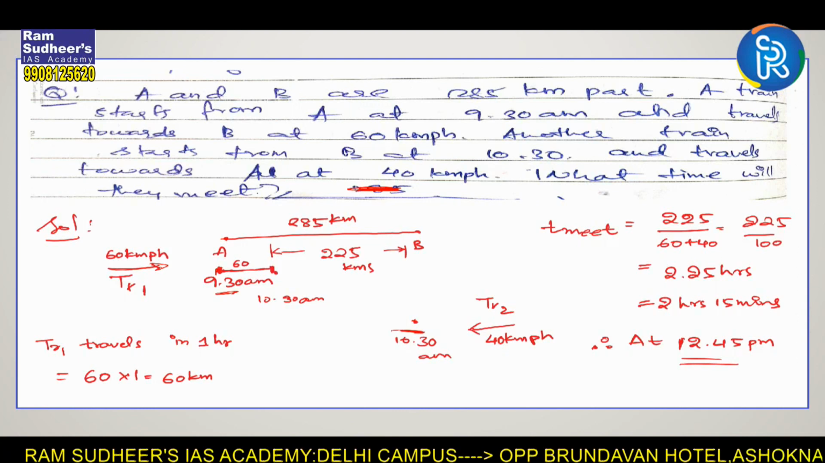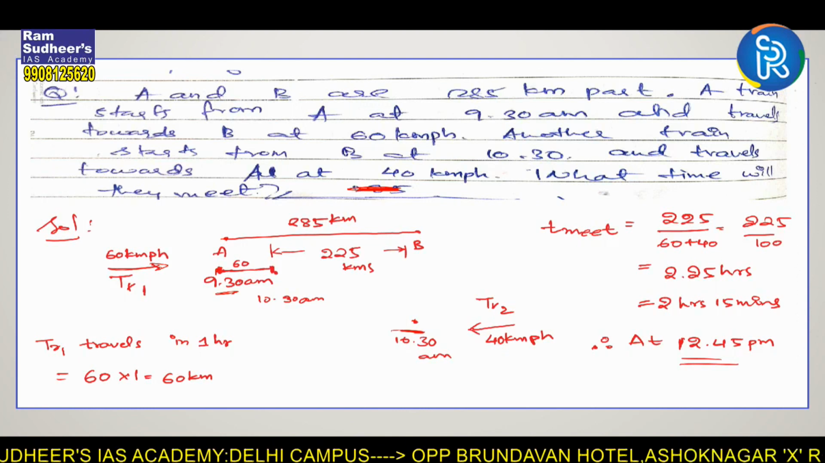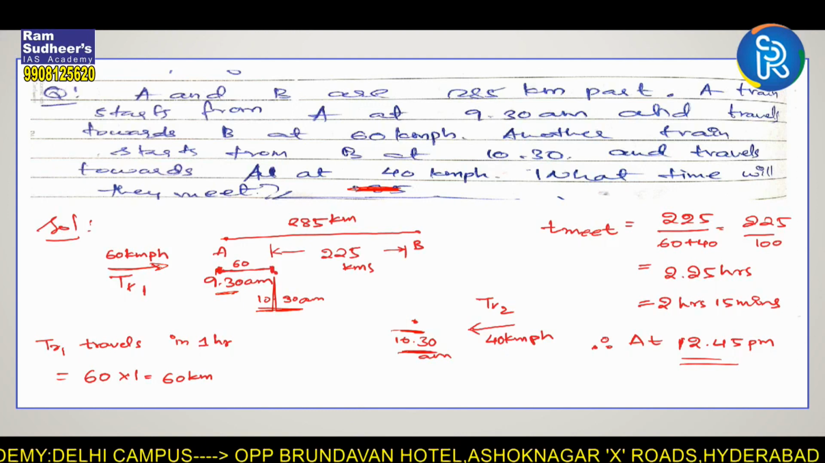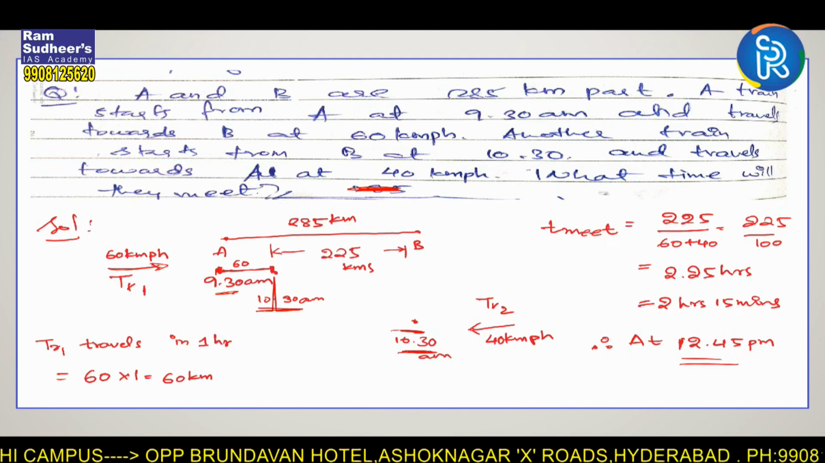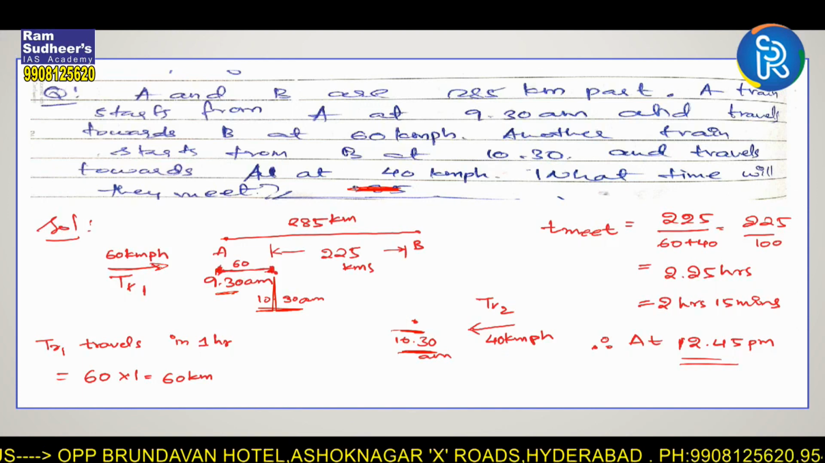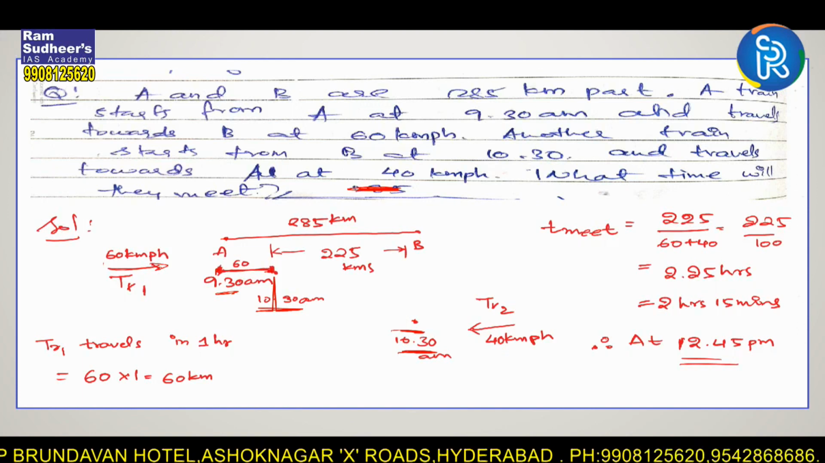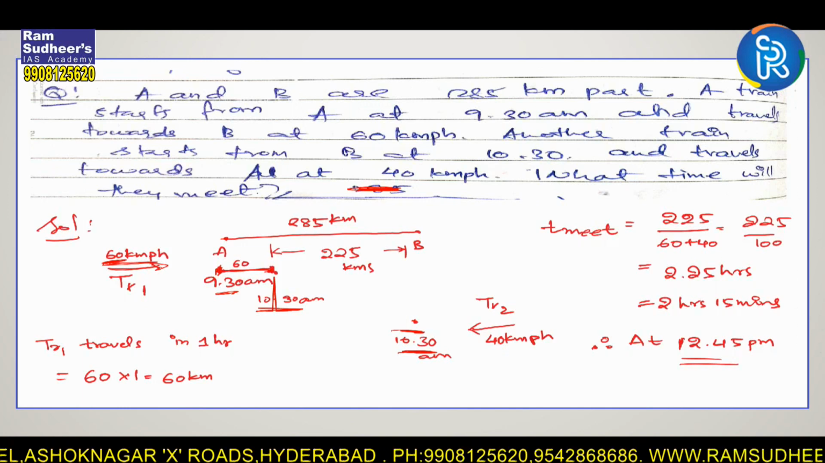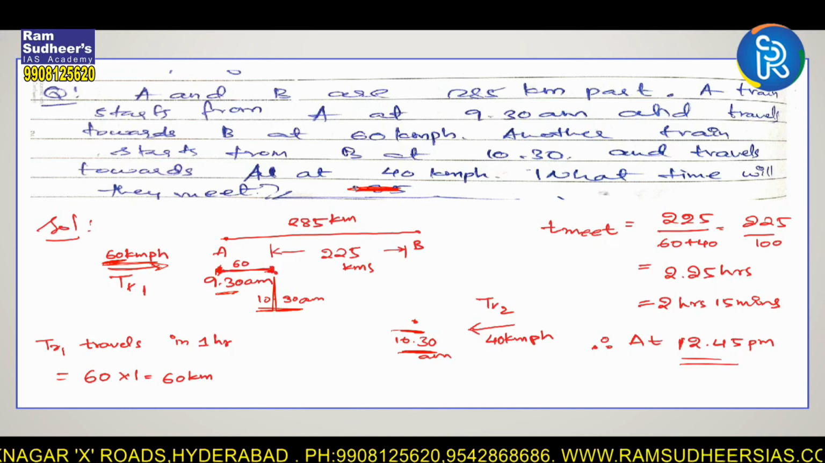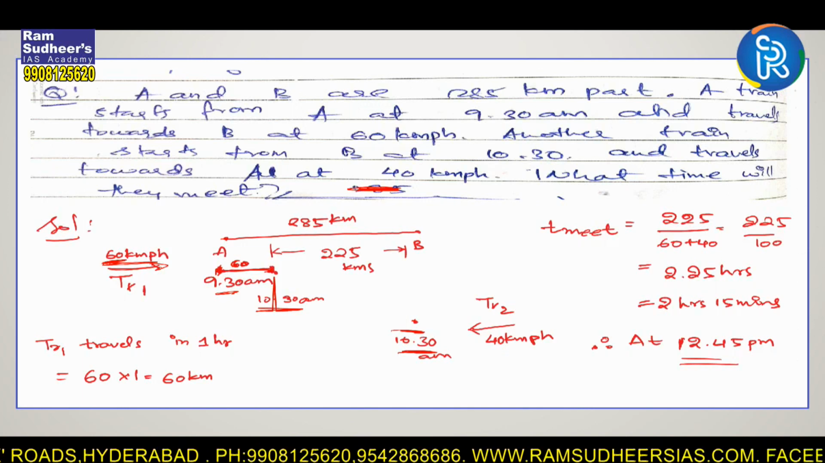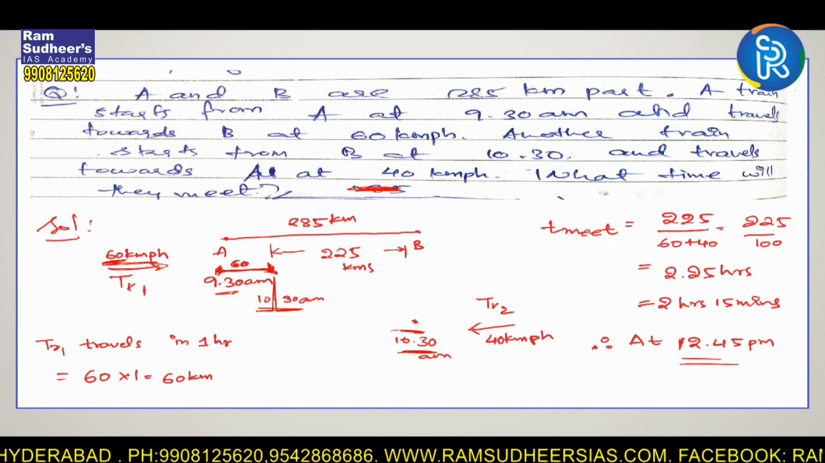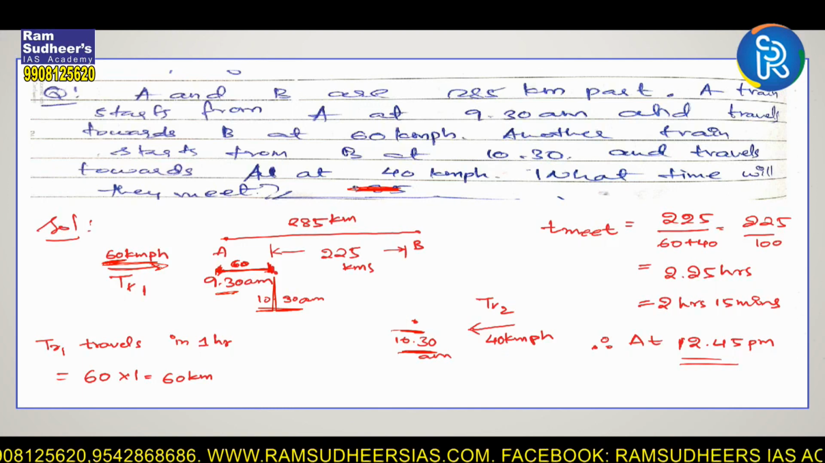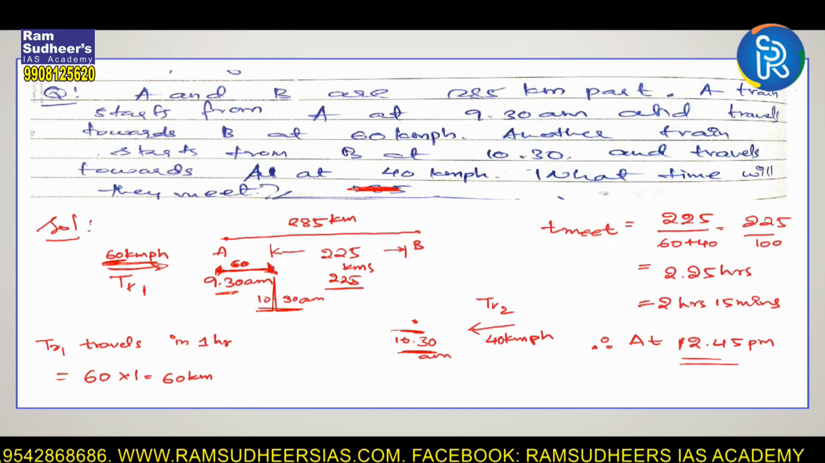We can only calculate the distance between them at a single point of time. So let me calculate the distance between them at 10:30, because at 10:30 train 2 is over here and train 1 would be over here, which is 60 km from its starting point, because its speed is 60 km per hour. Therefore 60 kilometers is covered by train 1 from A, and at 10:30 it is 60 kilometers ahead of its source and the remaining distance is 225 kilometers.